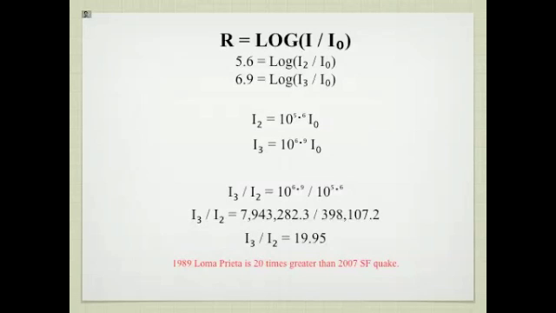Finally, we divide the 2 equations for a ratio, expressing it this time as I3 divided by I2. This gives us, since the I0 term cancels out, 10 to the 6.9 divided by 10 to the 5.6. Simplifying, this gives us 7,943,282.3 divided by 398,107.2. This is approximately equal to 19.95, giving us the ratio of approximately 20 times greater. The Loma Prieta quake was about 20 times greater than the 2007 quake.